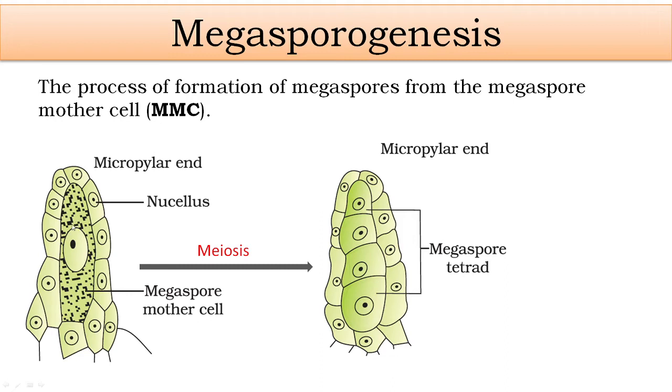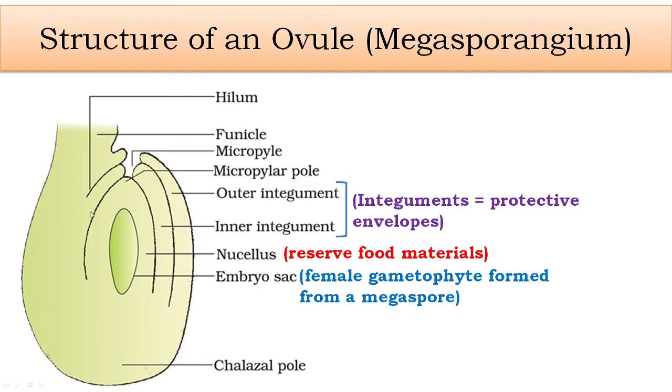Now this cell will specially divide through meiosis, and it will give rise to 4 daughter cells. The megaspore mother cell is diploid, whereas the 4 daughter cells, which are now called the megaspore tetrad, are haploid. So one of the cells of the nucellus becomes the megaspore mother cell, and it divides through meiosis, giving rise to 4 megaspores or megaspore tetrad. And it happens at the micropylar end of the ovule.